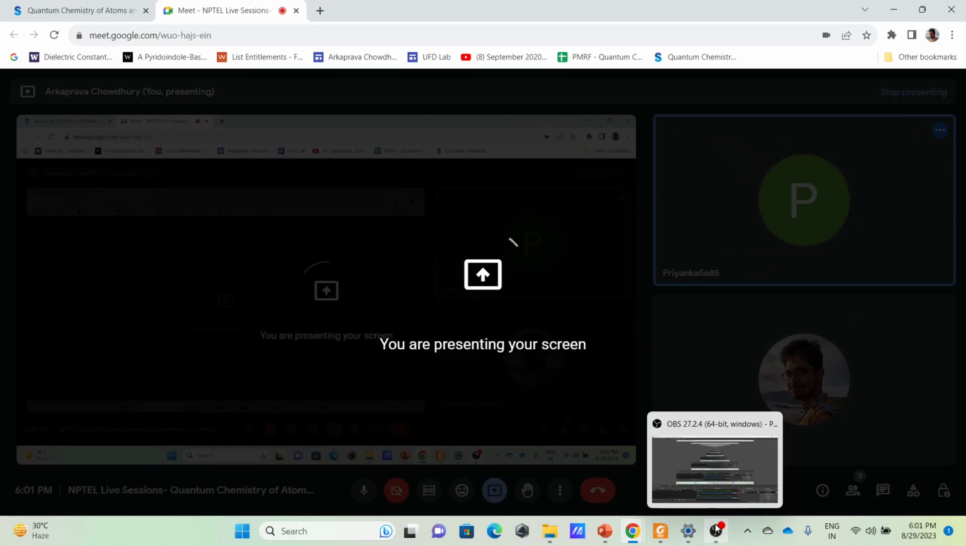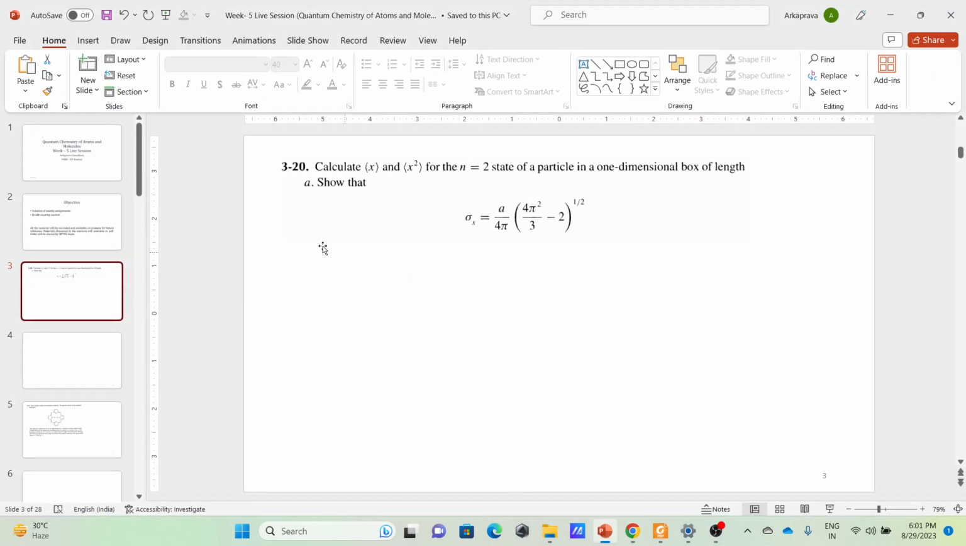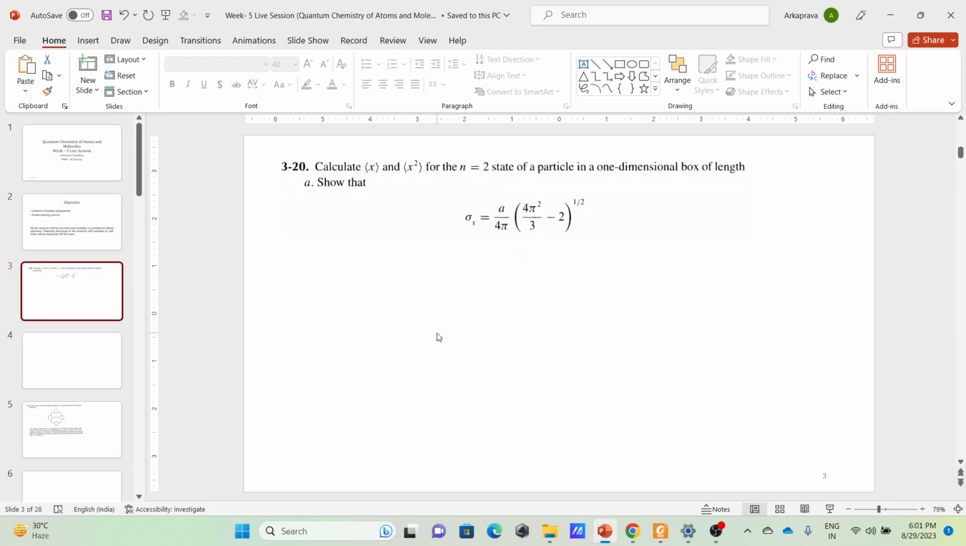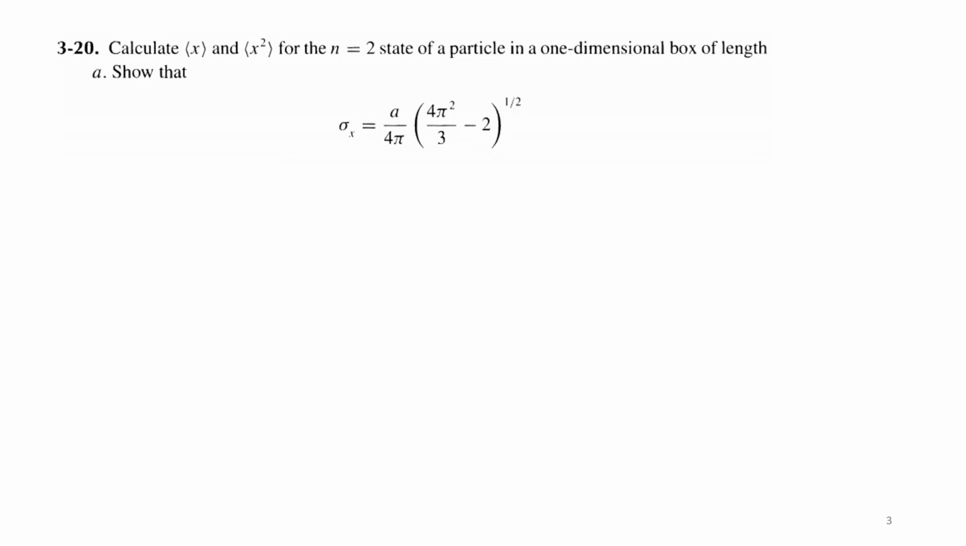Okay, so I'll just go to my presentation slide. I have gathered a few numerical problems from McQuarrie and Simon's physical chemistry book for the quantum part, and we are just solving them to brush up our numerical problem solving ability. I am also going to do this problem for the first time, so I may make some mistakes. I will need your help in pointing out those mistakes. Okay? So let us start.